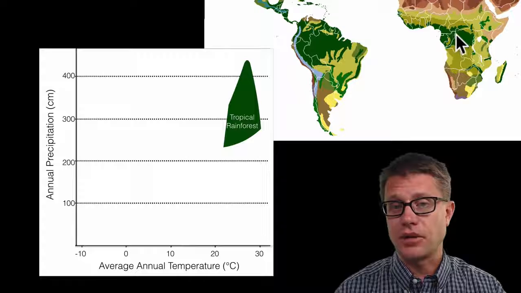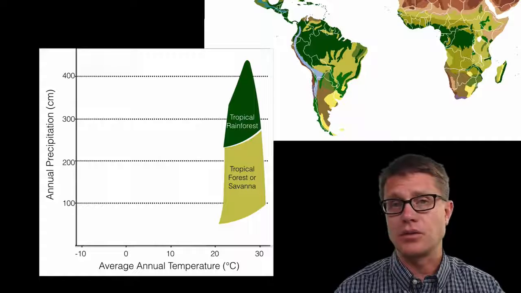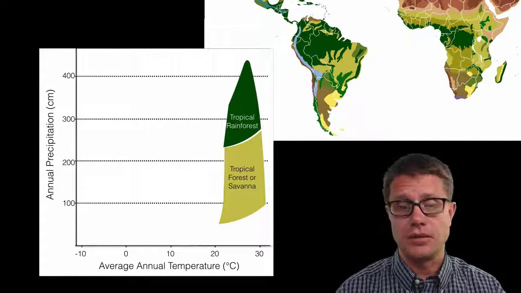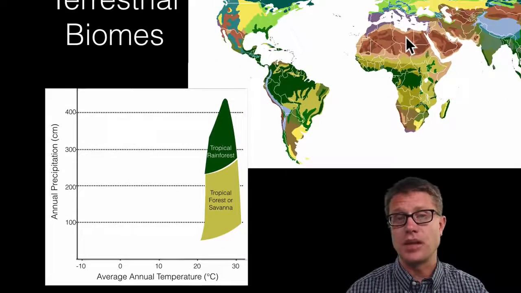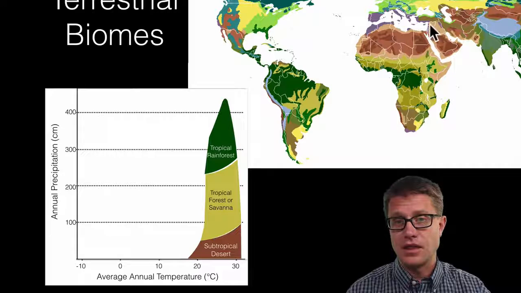If we were to go in Africa right here and then move to an area where it's still hot but we have less precipitation, that's going to be a tropical forest or savanna. You're probably familiar with that. If we keep moving up so we have even less precipitation, then we're going to get into a subtropical desert. And you can see those at this latitude and at this latitude right here.